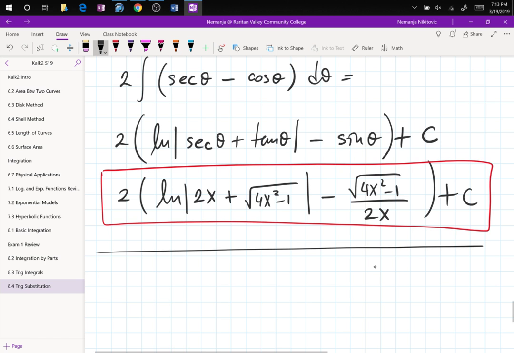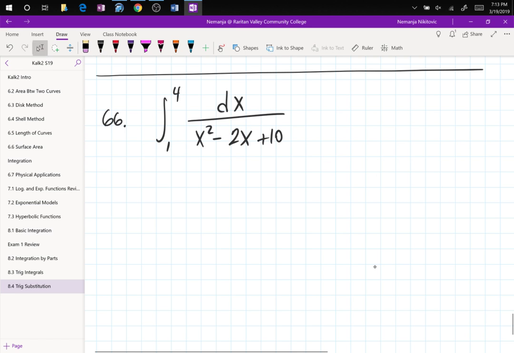Let's do something completely different. Problem 66. Integral from 1 to 4 of dx divided by x squared minus 2x plus 10. There we go. Just to change the pace a little bit.